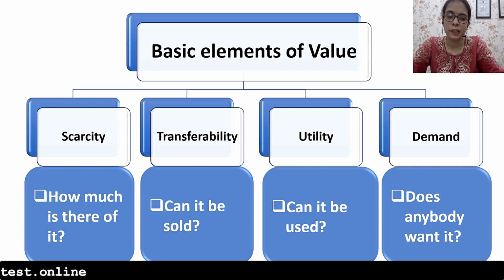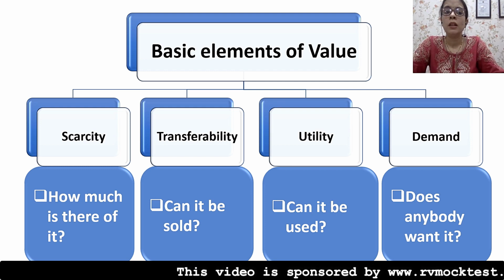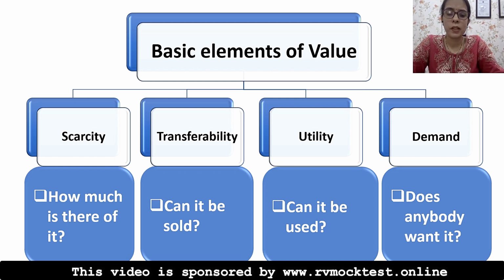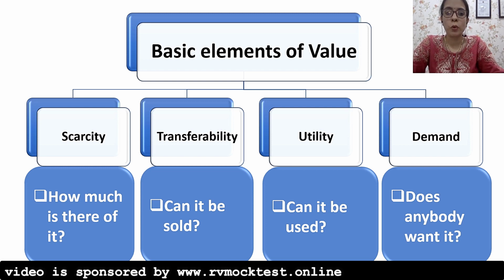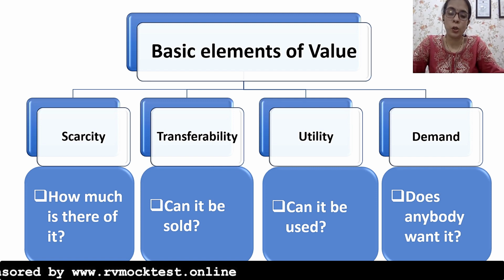So the first basic element of value is scarcity, which means how much is there of it. It means the finite supply of competing properties. The number of similar or competing properties for sale definitely impacts the value of the property being valued. Scarcity is the present or anticipated supply of a property in relation to the demand for it. And the second one is transferability. Can it really be sold? It implies the ease with which ownership rights of a property can be transferred. This also decides the value of a property.